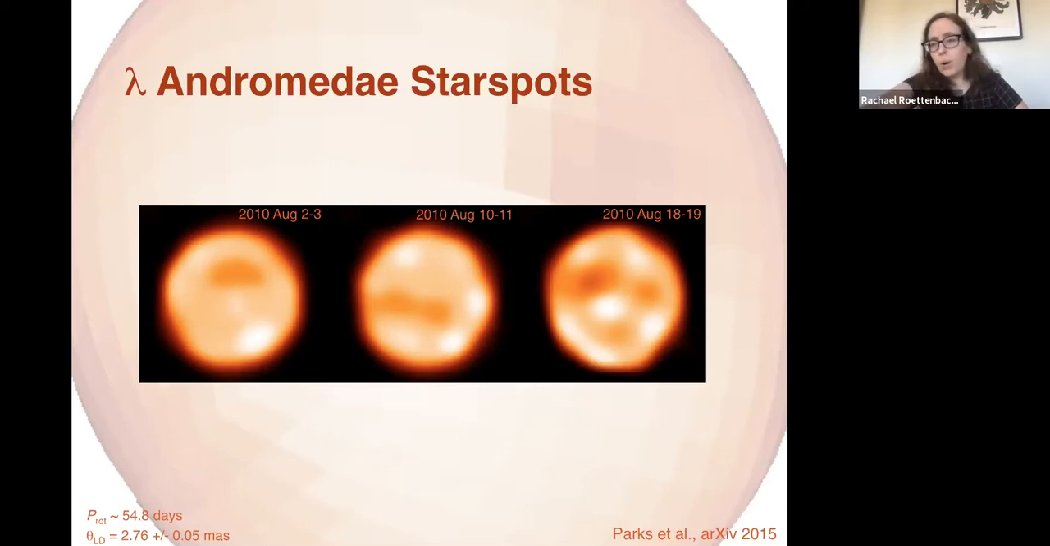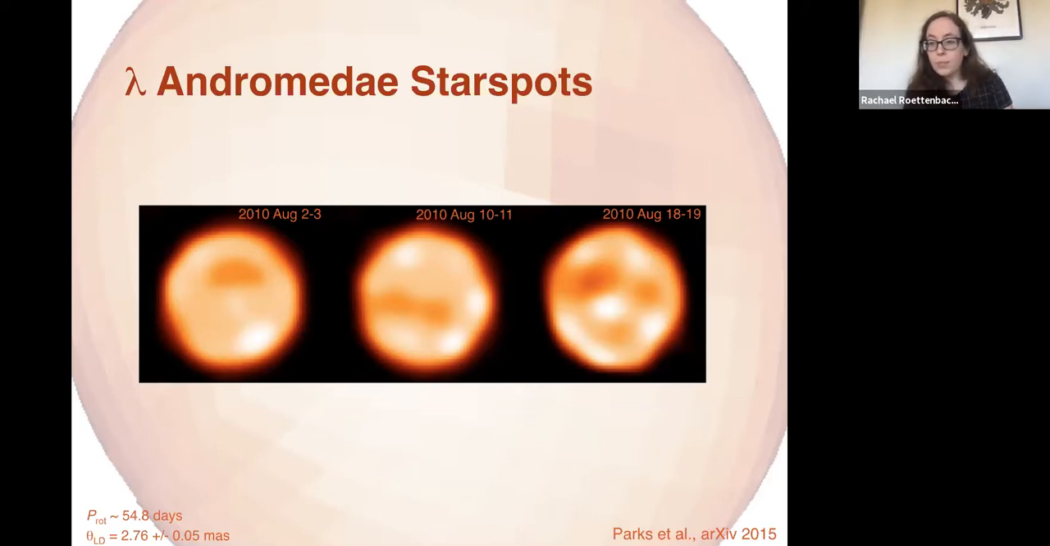This is work by Rob Parks. This was part of his PhD thesis, and I believe that it has recently been accepted to APJ, I think, which is very exciting. He took these snapshots of the star. This is a very slowly rotating star, so he just took these cool snapshots and could combine a couple of nights together when necessary to really see what the spots looked like.